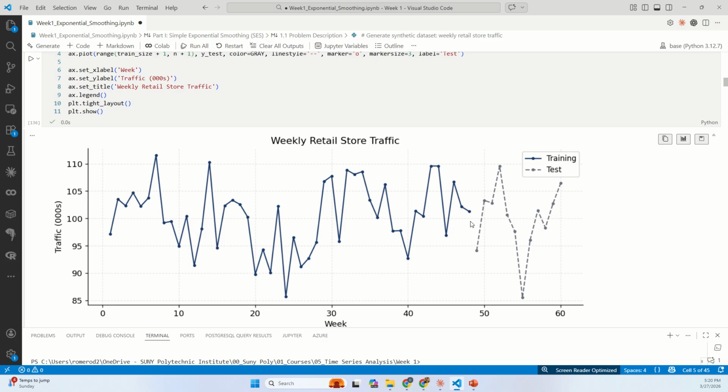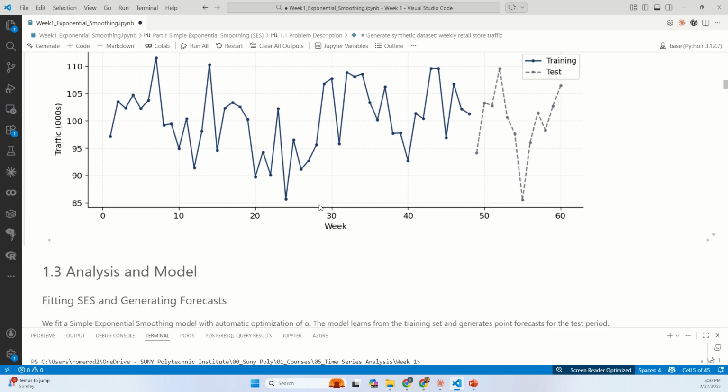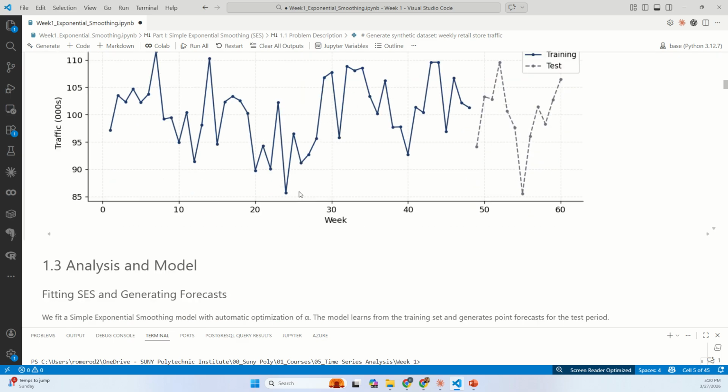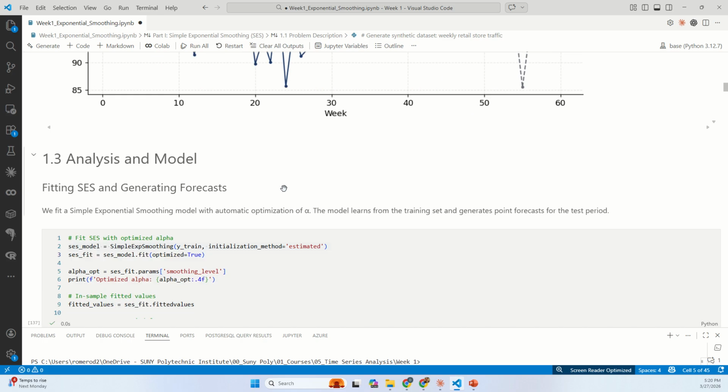In a couple of weeks, or maybe next week, we will cover how to perform some statistical analysis to confirm whether this is stationary or not. For now, we're using just a visual inspection of the time series. So this is the training, and the dashed line represents the test data. Okay, so yes, it looks stationary. So using simple exponential smoothing makes sense.